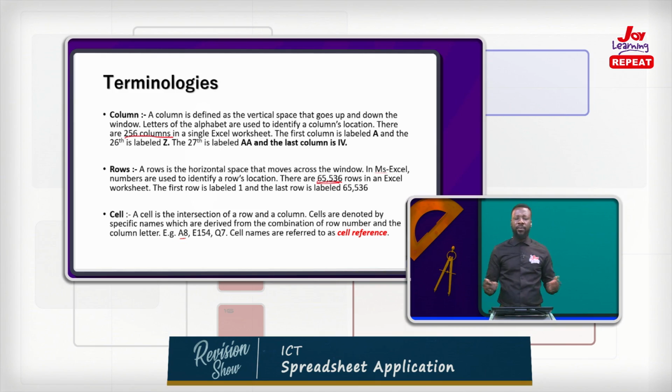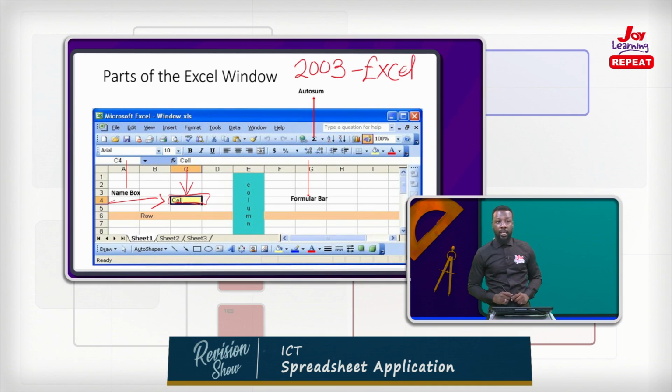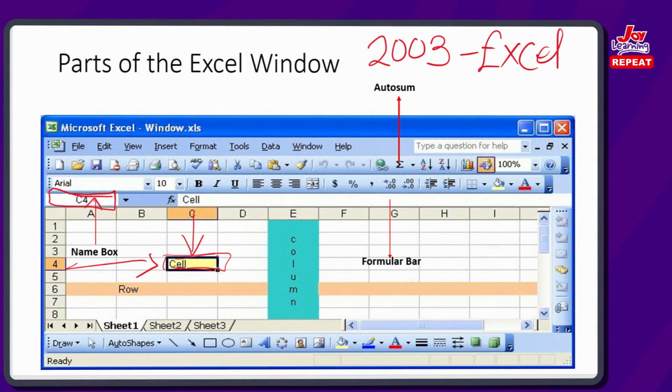Now, how do you identify a cell name or a cell reference? Let's go back to this page and look at something. Where we have our C4 is what we call the name box. The name box is purposely for showing the cell that is active, or the active cell. It shows the cell reference for the active cell.